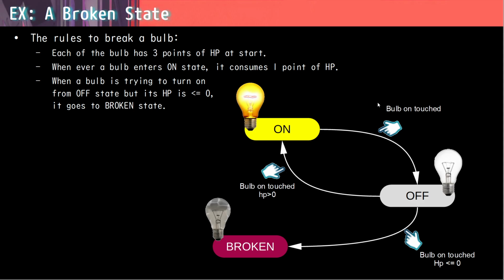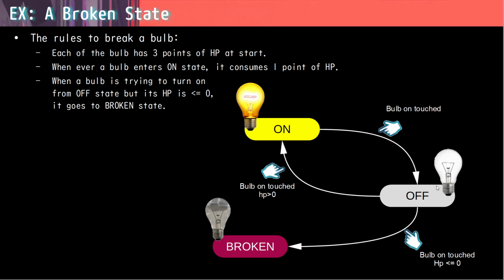All right, so this will be the updated finite state machine. Whenever we try to enable the bulb, we are going to check whether the bulb has enough health points. A bulb has a health point, just like an enemy. For example, if the bulb has a health point of 3, each time you enable the bulb, you deduct 1 point from the HP. So if the starting HP is 3 and you turn on the bulb, the new HP will be only 2 points. 1 point is consumed in the enabling process.